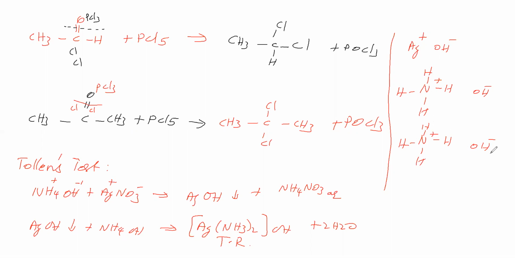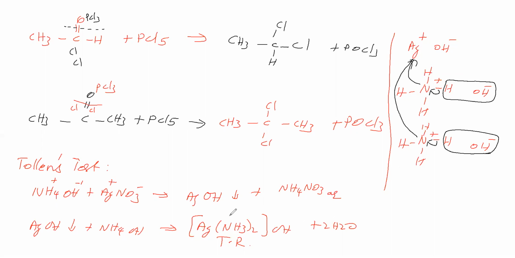OH minus takes H plus and becomes water. This pi bond shifts here as a lone pair. In the same manner, H plus takes OH minus and becomes water. This sigma bond shifts to nitrogen as a lone pair. Then this is ammonia. This nitrogen coordinates with Ag plus, and this nitrogen also coordinates with Ag plus. So we have Ag plus, two NH3 groups, and OH minus, with two water molecules. This is called Tollens reagent.